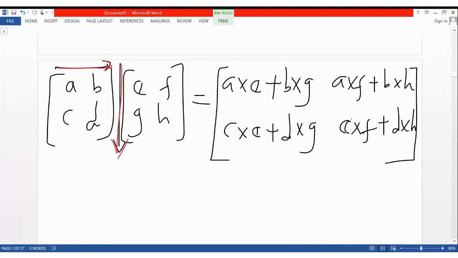And you can only multiply if the number of columns in the first matrix and the number of rows in the second one are identical. There's no other way. So I'll do an example.